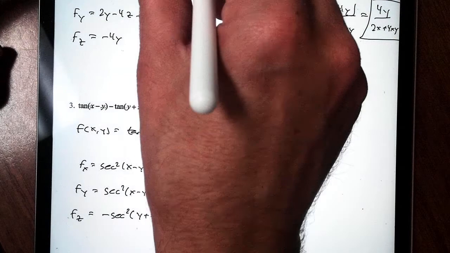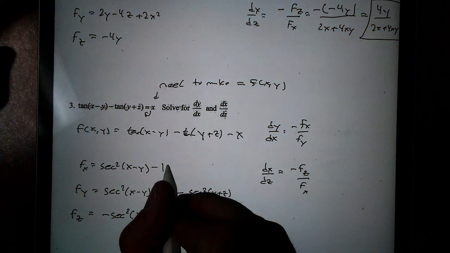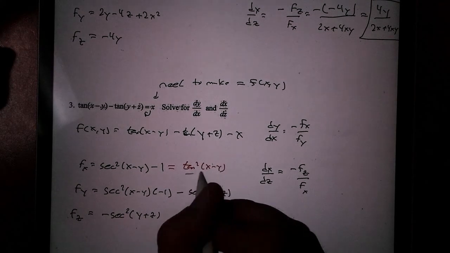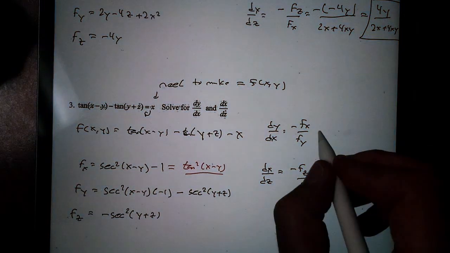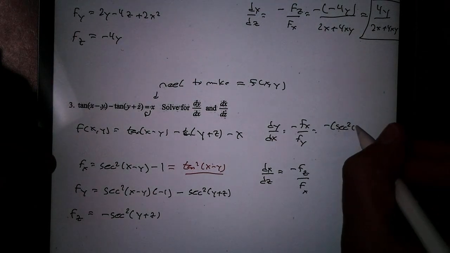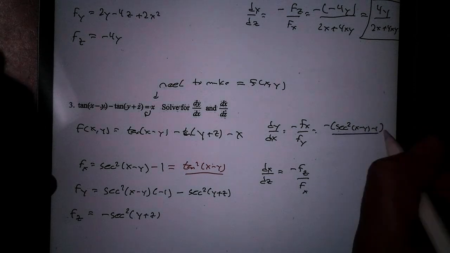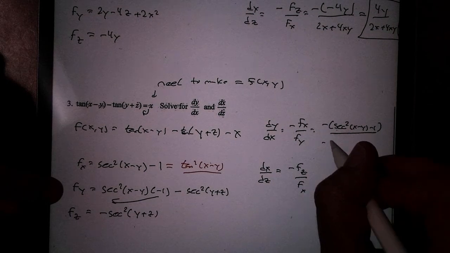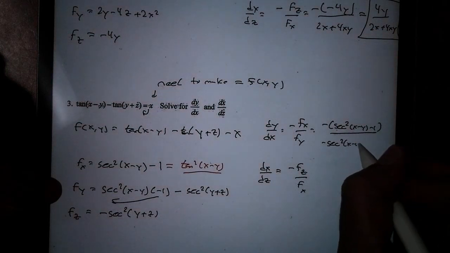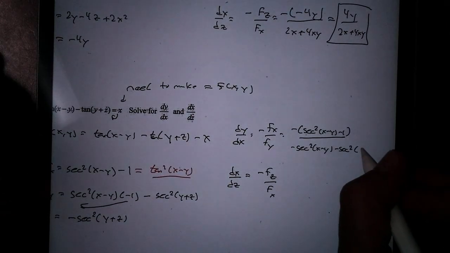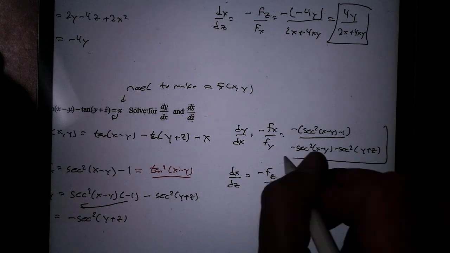Or you can use some trig if you get bored to say, you know what, Mr. Warnow, I know my trig values. This is just equal to tangent squared of x minus y, and you can write it like that as well if you want to use your trig identities. You don't have to. All right, so over here we get negative f_x, so we get negative secant squared of x minus y minus 1 over the partial with respect to y. Bring my negative out to the front. We get negative secant squared of x minus y minus secant squared of y plus z, and there is your derivative.